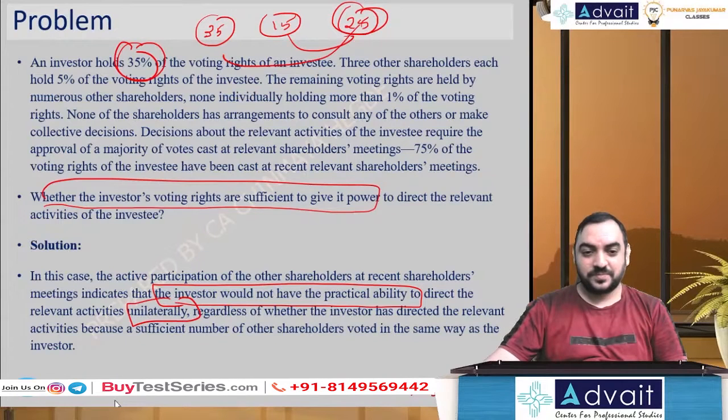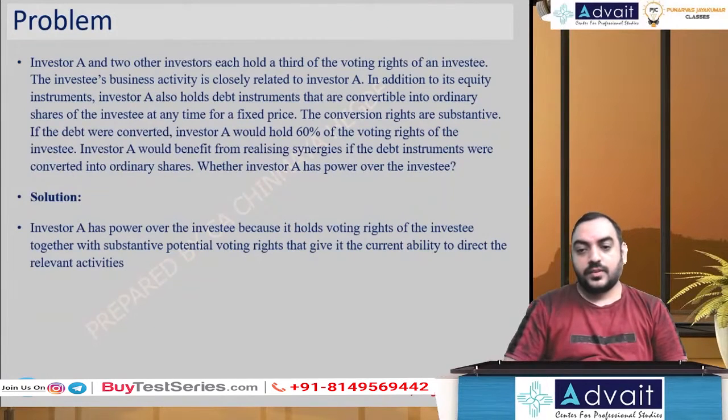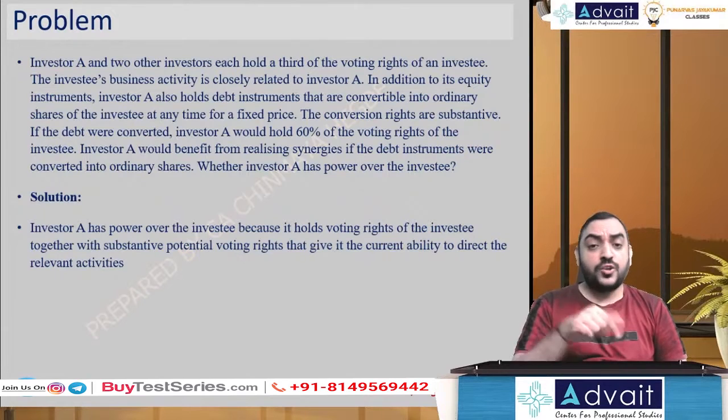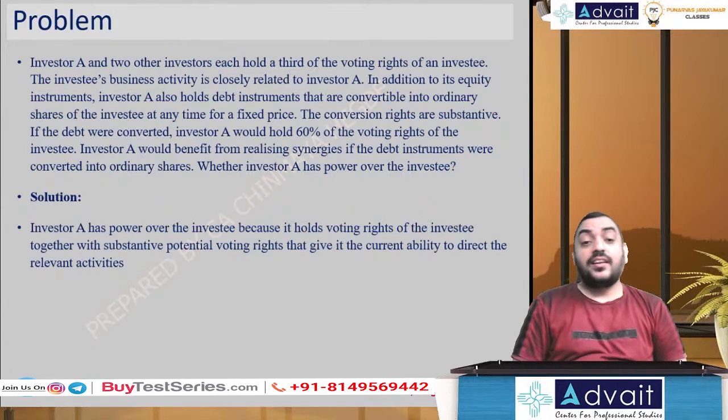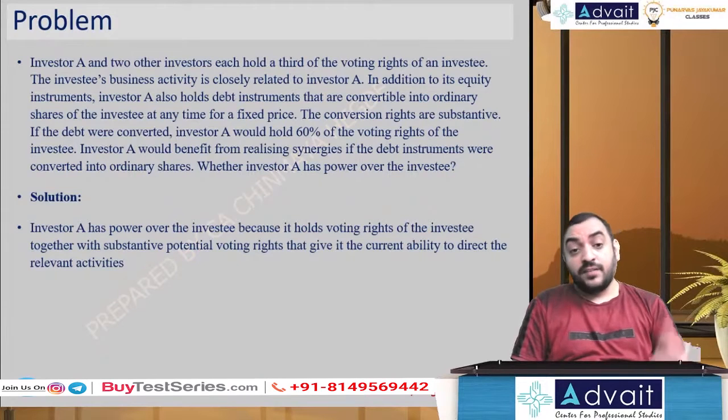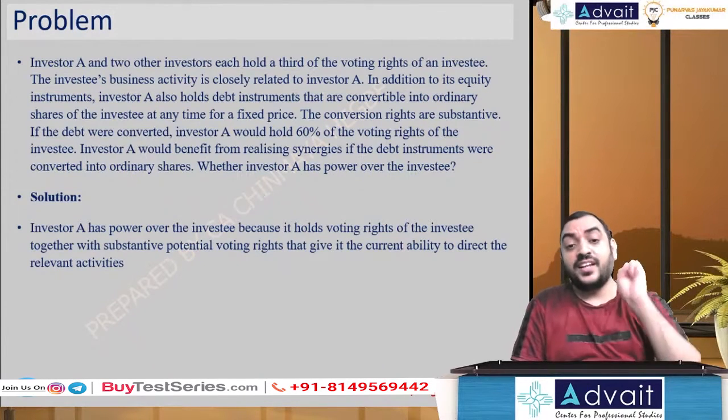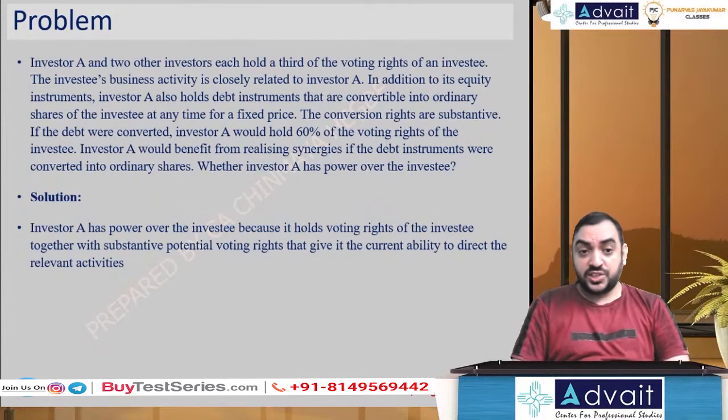Next. Investor A and two other investors each hold a third of the voting rights of an investee. So investor A and two other investors hold a third, meaning one third. Investee's business activity is closely related to investor A. In addition to its equity instrument, investor A also holds debt instruments that are convertible into ordinary shares at any time for a fixed price.